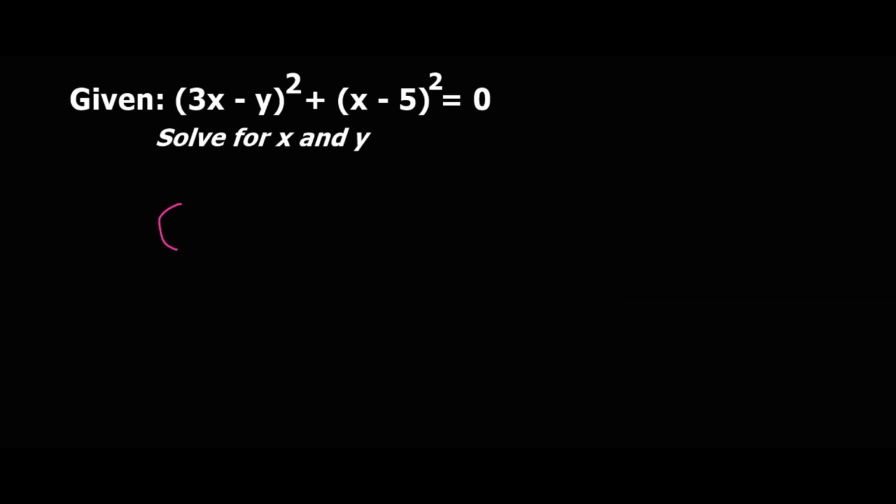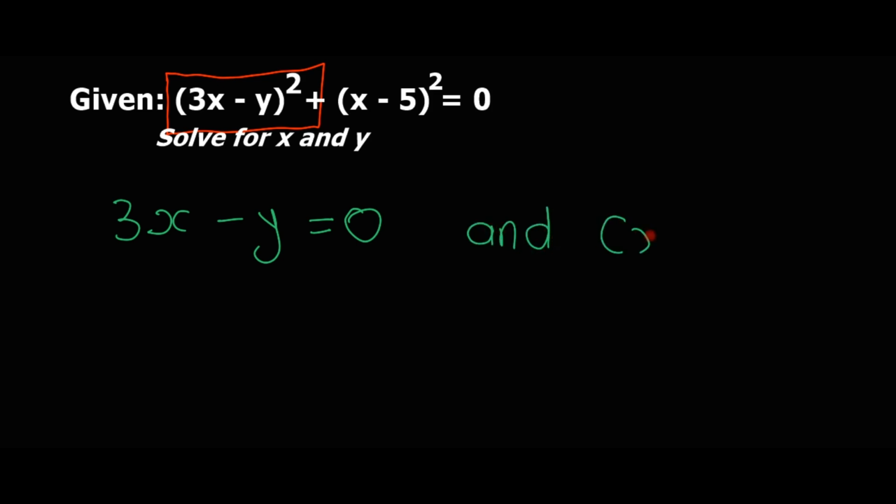So from there what I can do is to say (3x minus y) squared must be 0, and (x minus 5) all squared must be 0. So the sum of these two squares must also be 0. So if this part is 0 and this part is 0, then 0 plus 0 will be 0, therefore left hand side will be equal to right hand side. So from there we can solve.